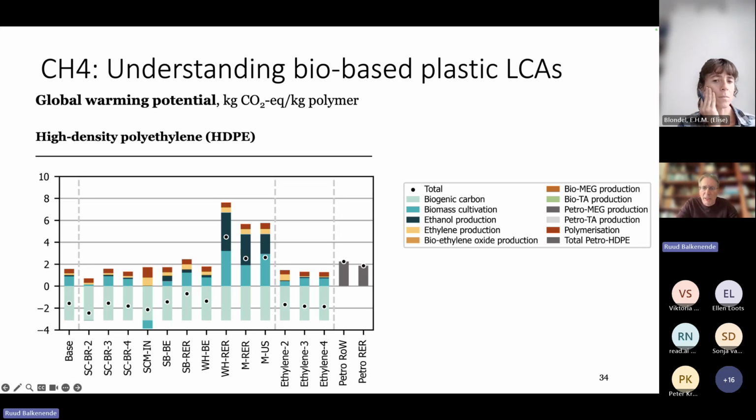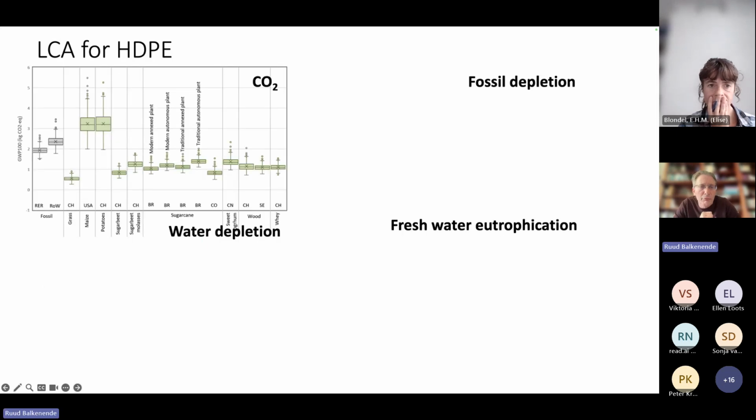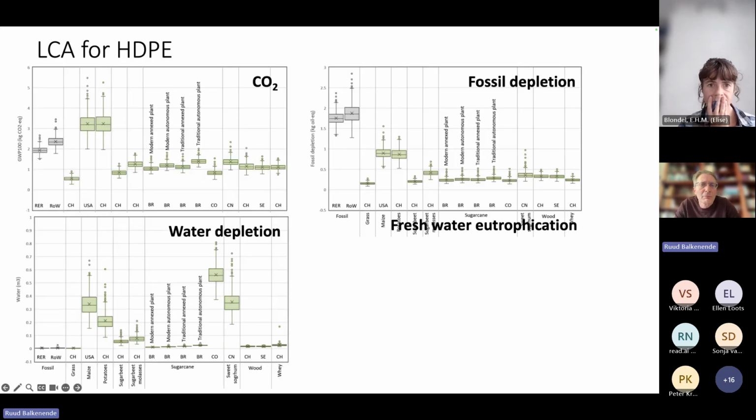This graph basically shows that there is a huge and important advantage of bio-based plastics potentially if you do sourcing and the choice of the nature of the crop correctly. If you don't care, you might be even worse off than with petrochemical plastics. And then, of course, there are some additional impacts.